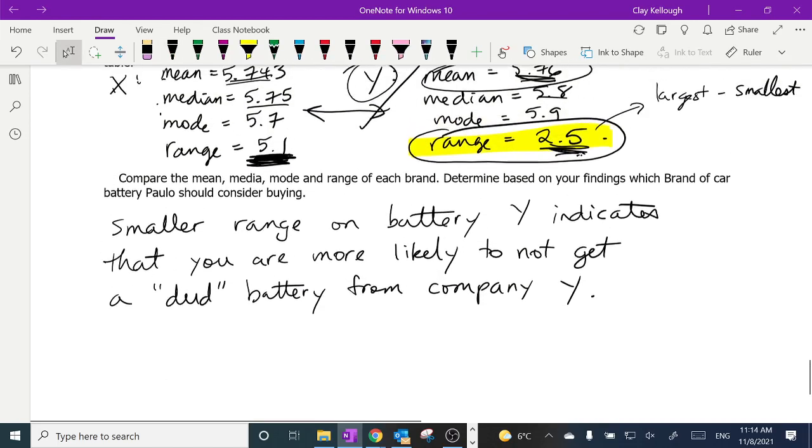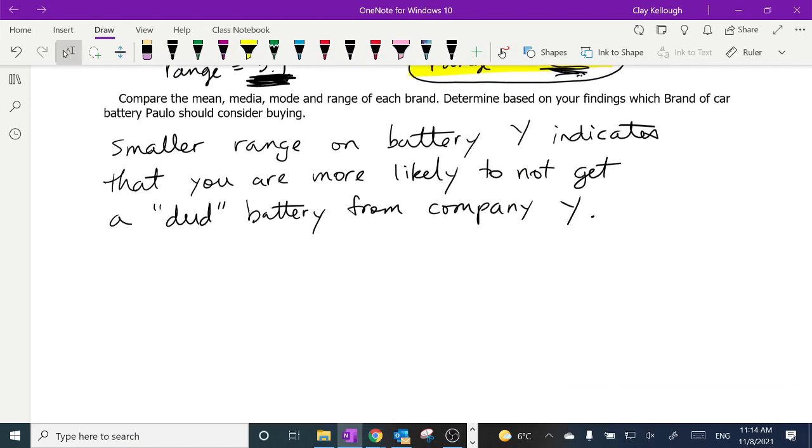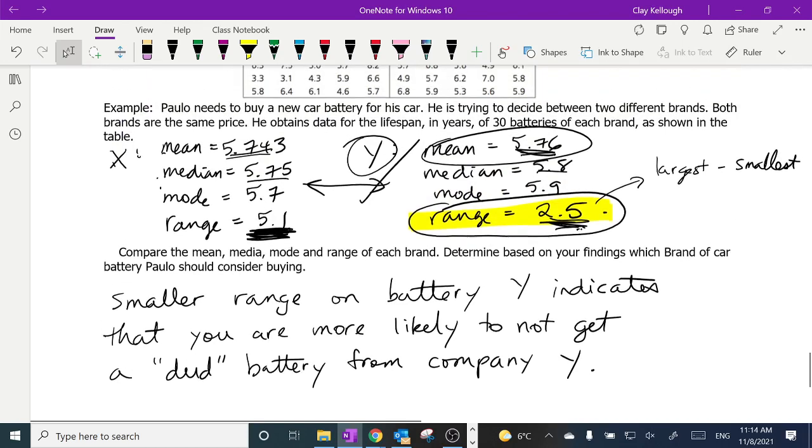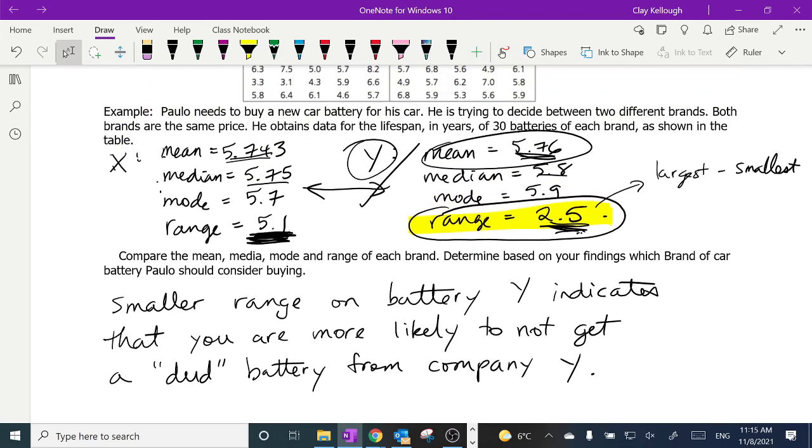Oh, we got one more question about this. Lay it on me. What do you got? So if the range is lower, that means there's less deviation between all the data points? That is exactly right. The question was, so if the range is lower, does that mean there's less deviation between the data points? And the answer to that is yes.